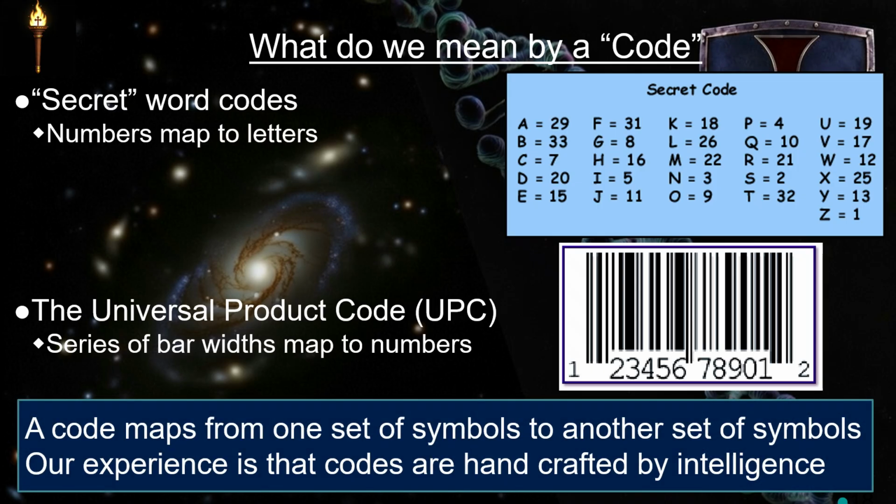In general, a code maps from one set of symbols to another set of symbols. And don't let that word symbol scare you. In one case, one symbol is a set of letters, and in the other case, it's a set of numbers. For the universal product code, one set of symbols is a line width, and it decodes into a set of numbers. In general, our experience is that codes are handcrafted by intelligence. I myself have crafted several codes in my career.